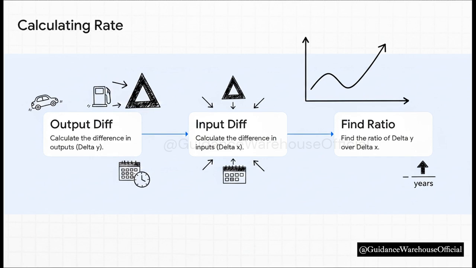So step 1, calculate the difference in your outputs, which is y2 minus y1. Step 2, calculate the difference in your inputs, x2 minus x1. And step 3, just find the ratio of those two differences. So for our gas prices over those 7 years, it was $1.37 change divided by 7 years, which comes out to roughly 19.6 cents per year.